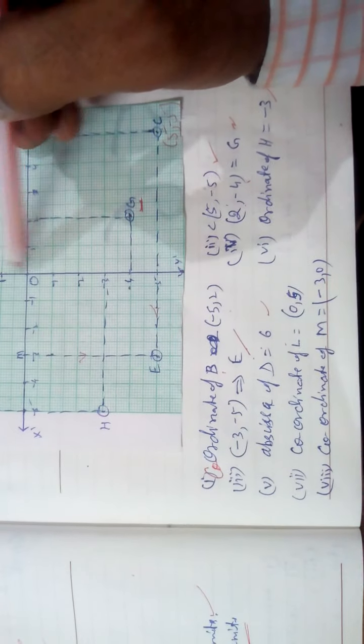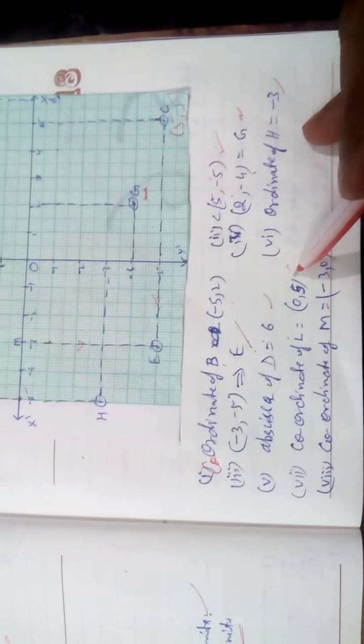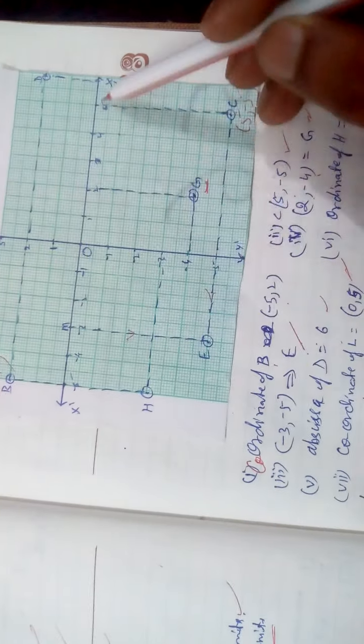Coordinate of L. Where is the L? It is given at the top, on the y-axis. X is 0, so 0 comma 5. Here is the answer. Coordinate of M. Where is the M given? M is given here. So on the x-axis, y will be 0. So it will be minus 3 comma 0. So this was the plotting of the points on the Cartesian plane.